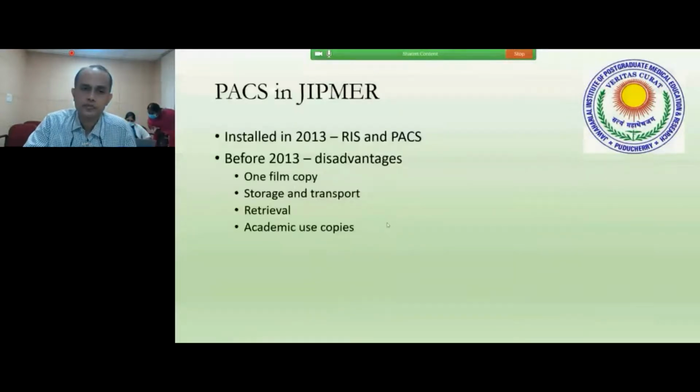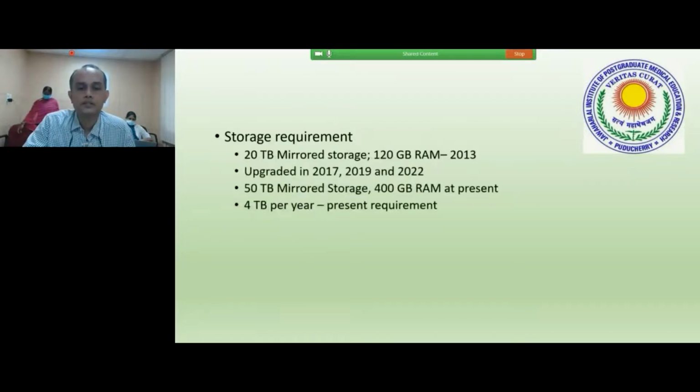Now, about the installation of PACS in JIPMER, this was installed in 2013. Both the RIS and the PACS were installed in 2013. Before 2013, we had the disadvantage of film libraries. That is, we had only one film copy. It was difficult to store it and transport it physically from one place to another. Retrieval was even more difficult, and the making of academic use copies was also tedious. All this changed with the inception of PACS.